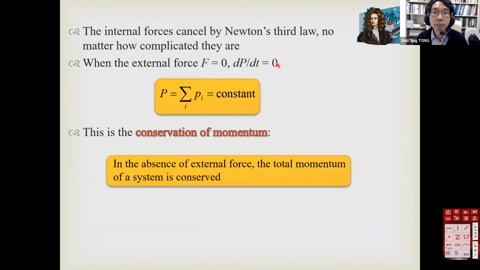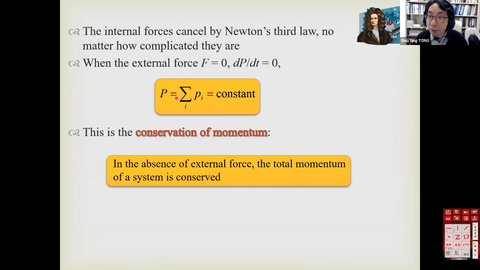Now, the internal forces cancel by Newton's third law. So no matter how complicated they are, we don't care about them. So when the net external force is zero, dP/dt will then be zero. And so the total momentum is conserved. The total momentum becomes a constant.